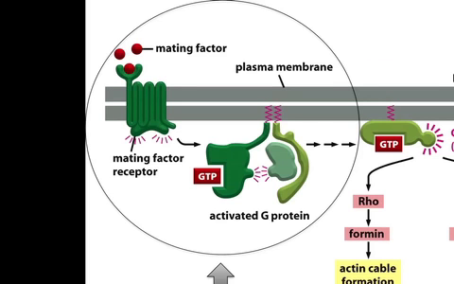So this is what happens, right? You get your mating factor and it binds to your GPCR, and then you get your activated G protein. And remember, G proteins activate something else. And so here it's going to activate Cdc42, which then activates Rho and formins, and then you get that actin cable formation and schmooing, and then it also activates WASP and Arp, and then you get actin polarization. And that's what needs to happen to form that schmoo.